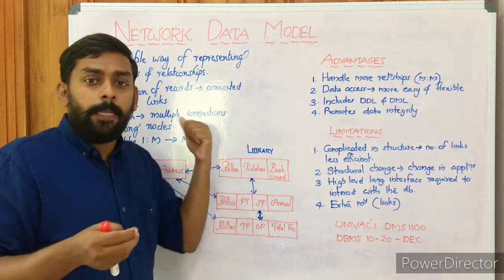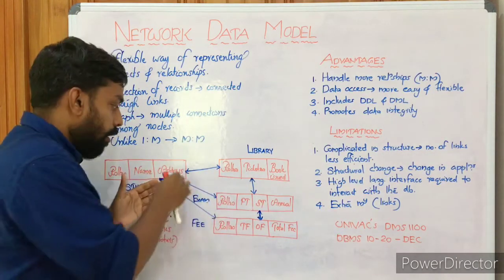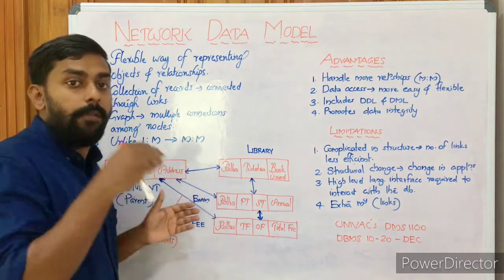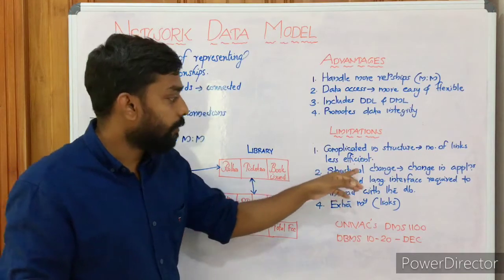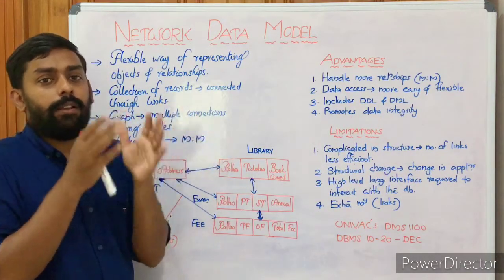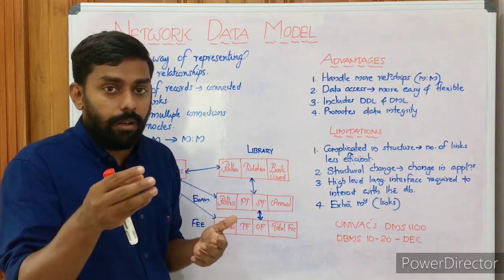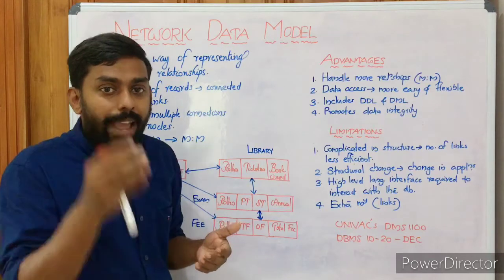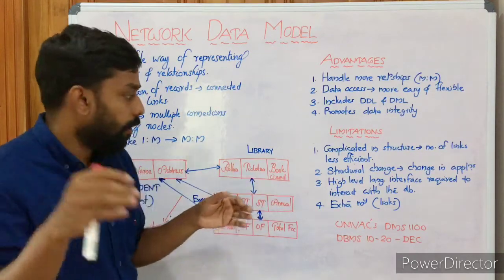It means the structure itself is complicated, as we have multiple links to connect the records, so it is less efficient. Then, structural change may change applications, of course, in the case of hierarchical, network and relational. When we change the structure or the pattern or the arrangement, the application should also be changed. There is no doubt in it.